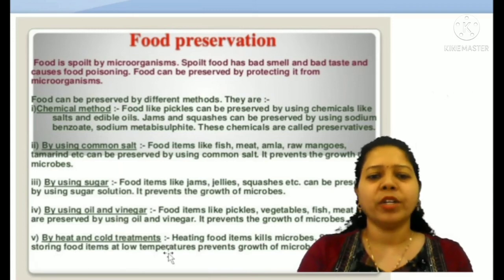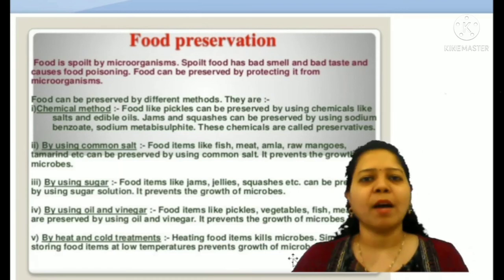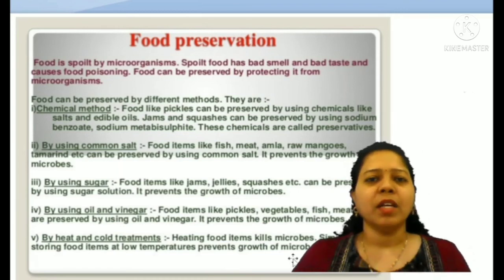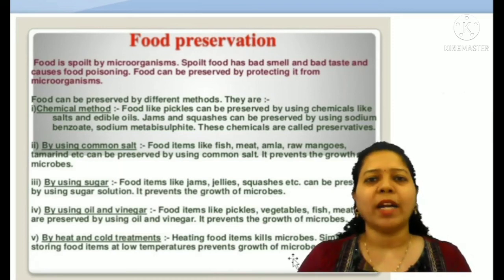By heat and cold treatment, heating food items kills microbes. Similarly, storing food items at low temperature prevents growth of microbes. A good example of this is our mother boiling milk daily before giving it to us. Why? To kill the different microorganisms present in the milk. She is giving heat treatment to that milk.